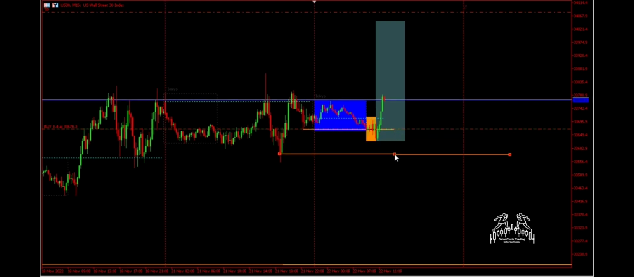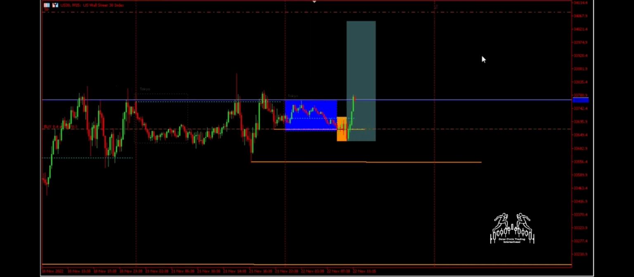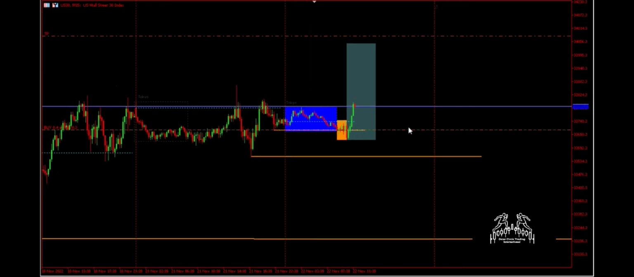And currently we are on an expansion phase. I was anticipating for price to move further and take out this low here, and take out this low. But price didn't come here to take out the low. It was held by the order block and it started to rally.